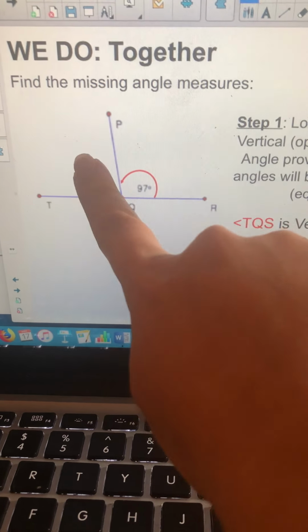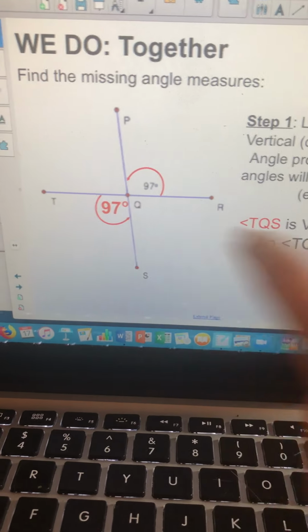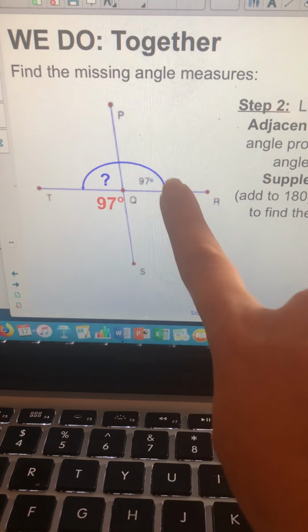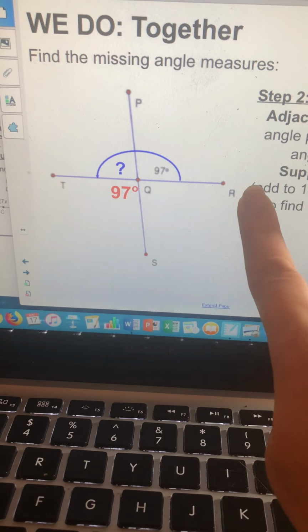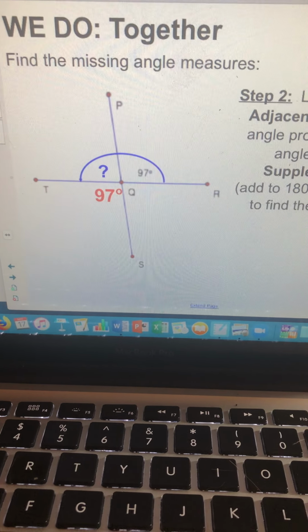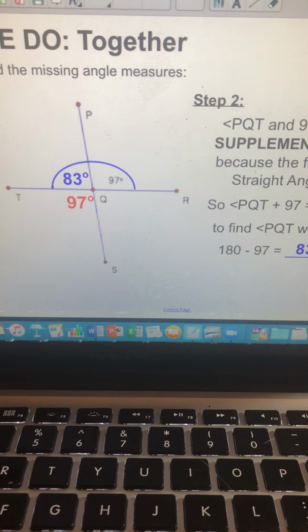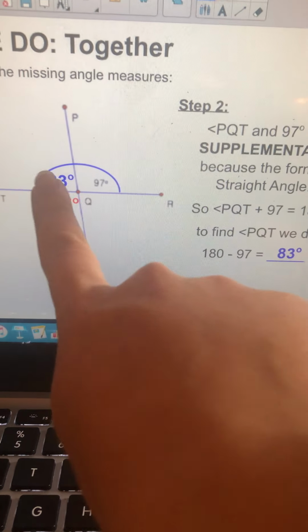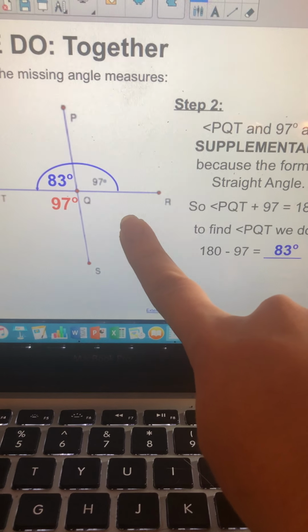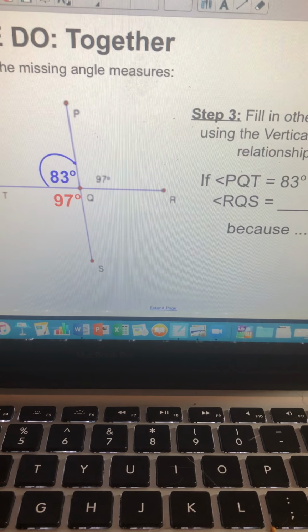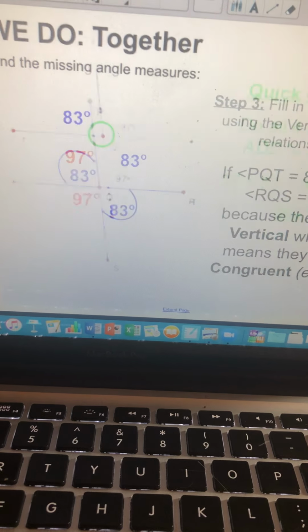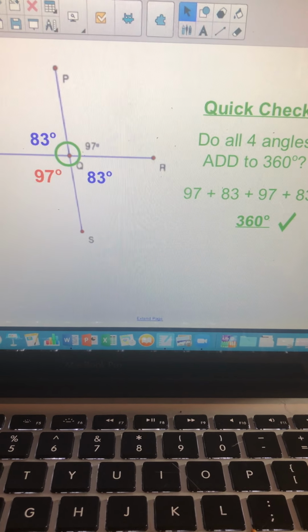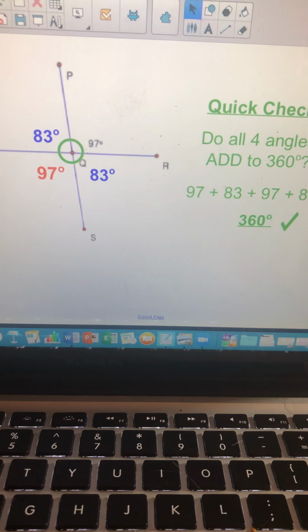And then to figure out these angles that are missing, right, we're going to subtract from 180, because this angle with this angle form a straight angle, and a straight angle is 180 degrees. So we can simply subtract to find out that that angle would be 83. And if I know that this angle is 83, then the angle opposite it would also be 83. Then your quick check is to make sure that the 4 angles add to 360, which they do, so we know we're correct.